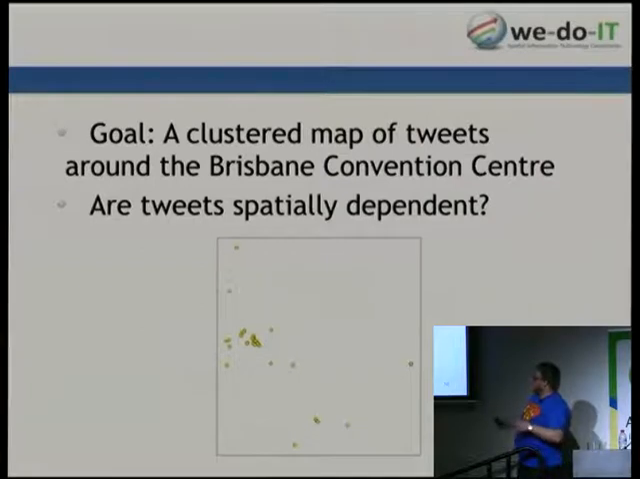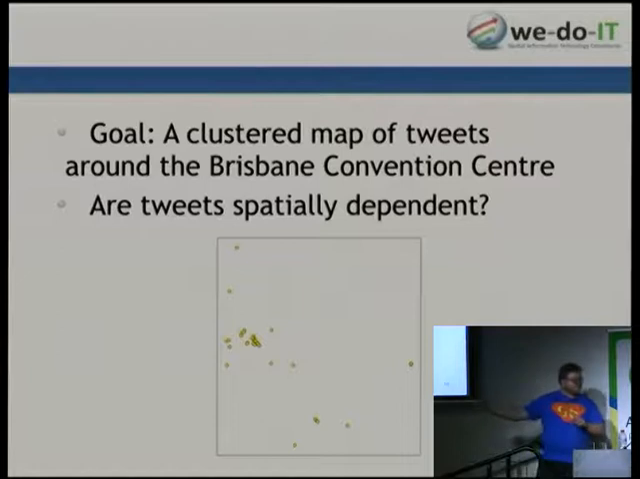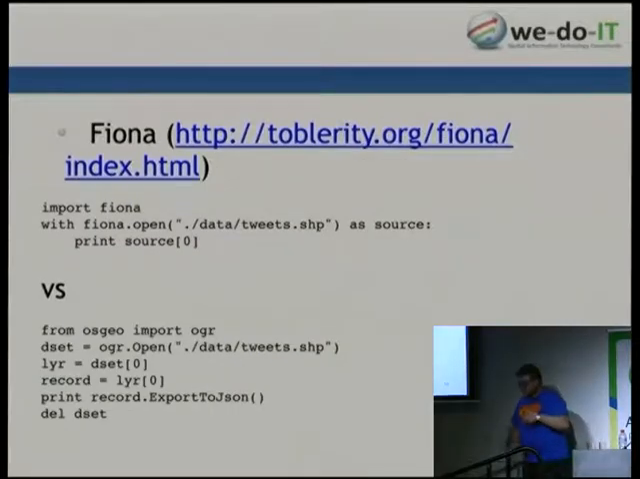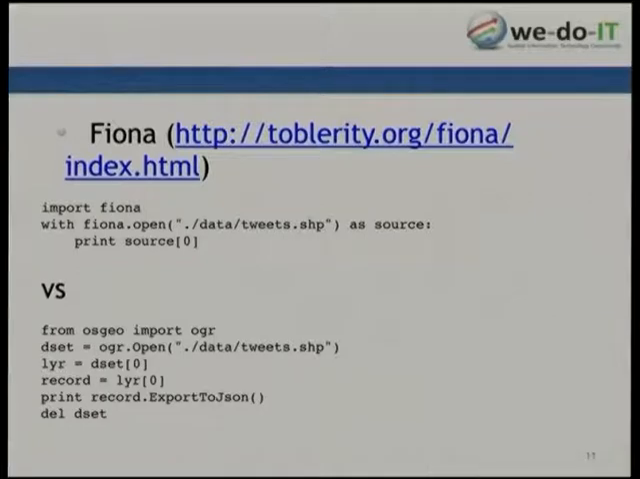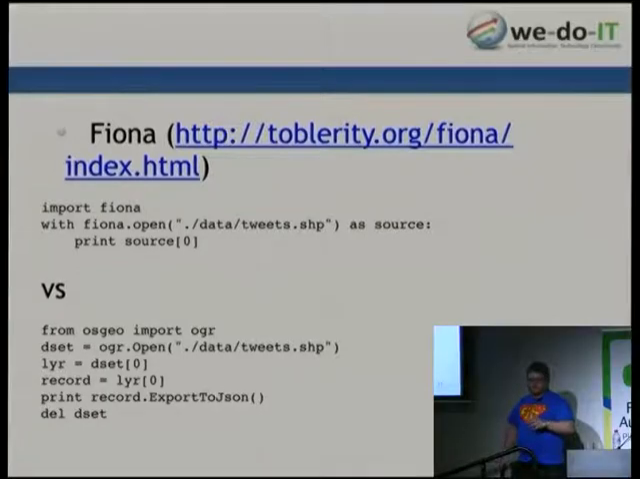Now, hopefully this image will make a bit more sense as we go through, but for now, I'll leave it as it is. And the first thing we want to look at is the Fiona library. Now, who here has used GDAL and or OGR? Everyone? Okay. For those that haven't, GDAL OGR are data reading and transformation libraries, which take spatial data and convert from one format to another and can do various spatial operations like filtering and the rest. They've also got their own Python bindings.